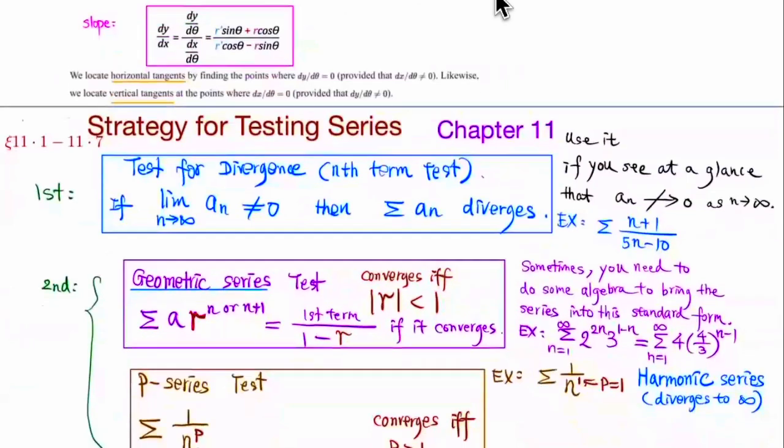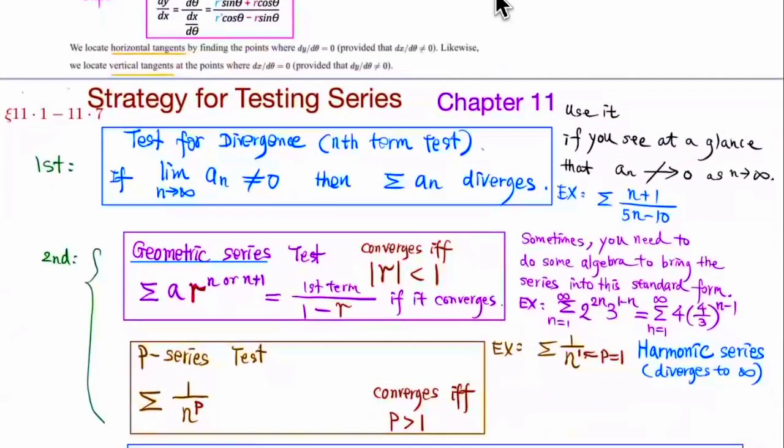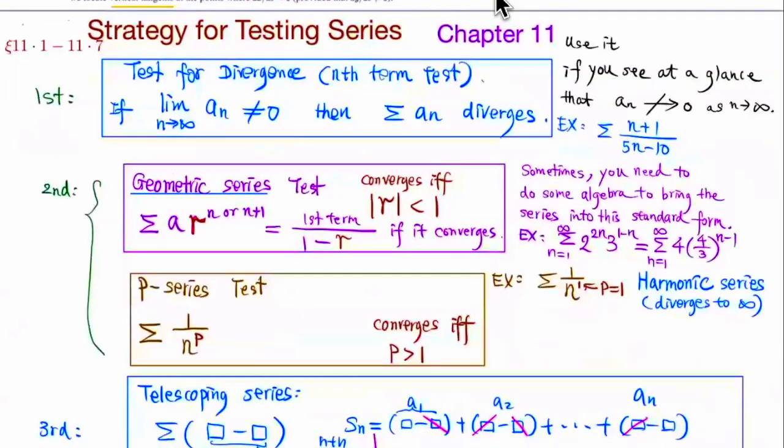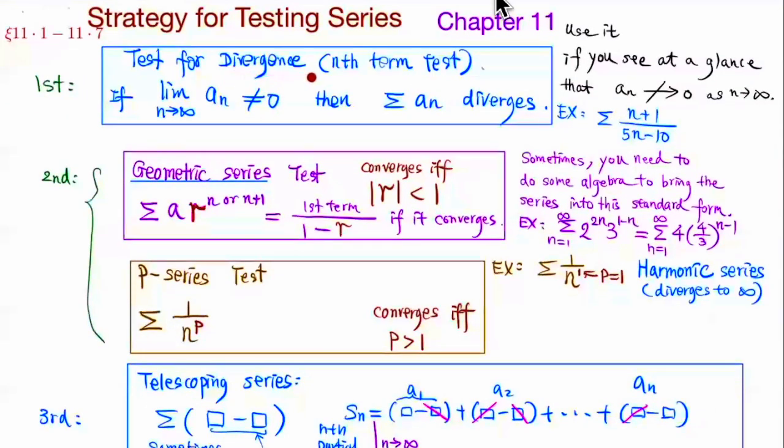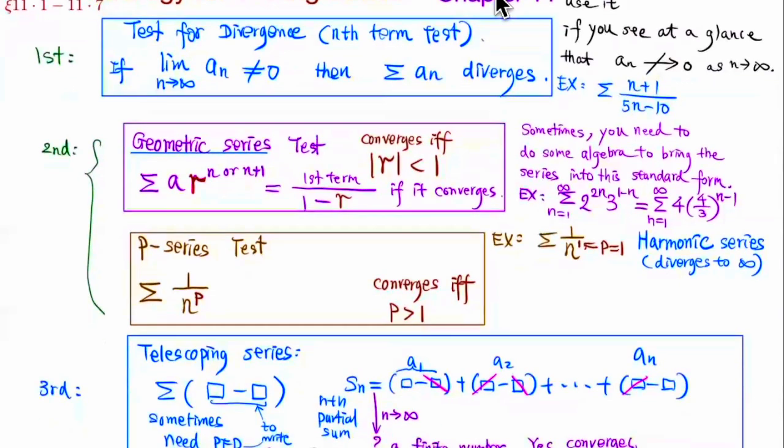And then we go to chapter 11. In chapter 11, we talk about the strategy for testing series. We learn about the test for divergence, which is also called the nth-term test. That's the easiest one to use. If a_n doesn't go to 0, then the series diverges. And then we talk about geometric series tests. Geometric series converge if and only if the absolute value of r is less than 1.